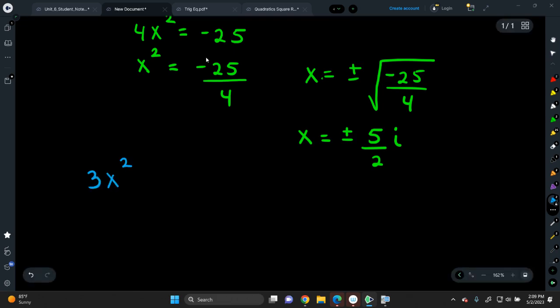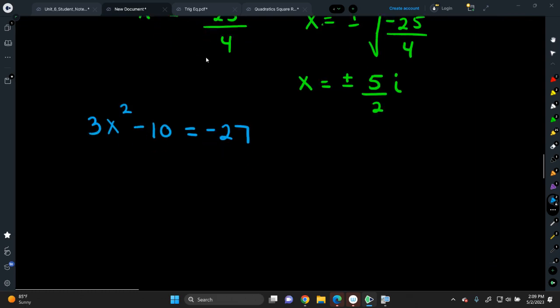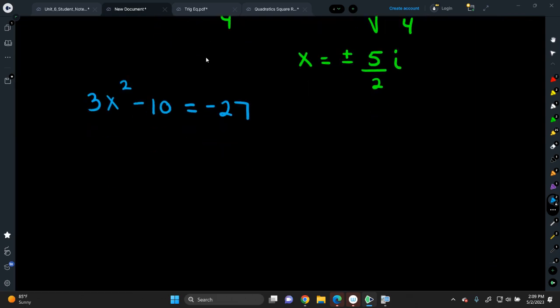3x squared minus 10 equals negative 27. Let me make that easier. Make that a 37.